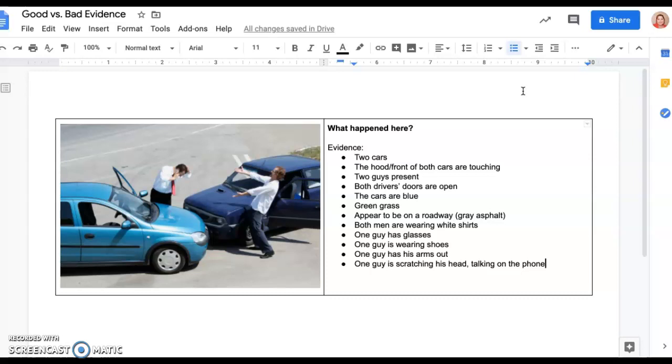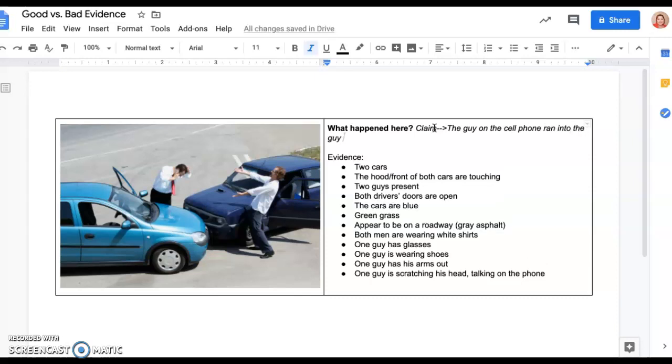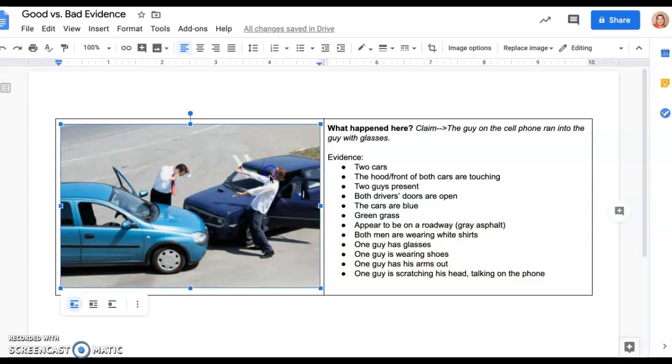The next thing for us to do is to decide which of these pieces of evidence actually matters to our claim. And before we do that, we need to come up with a claim. So we have to answer the question of what happened here. I am going to claim that, let's see, what do I want to say about these guys? I'm going to claim that the guy on the cell phone ran into the guy with glasses. That's my claim, that this man is at fault for running into this man. That's what I'm trying to prove.